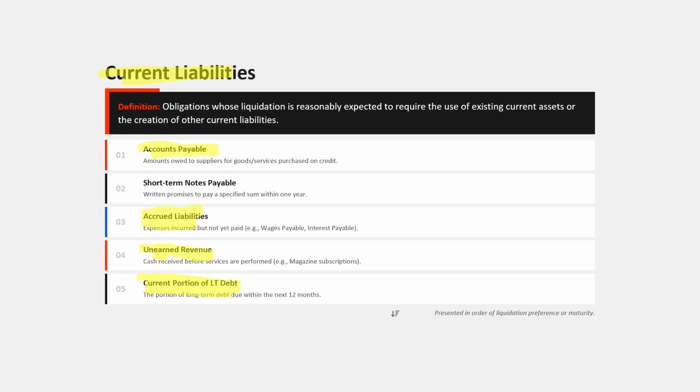This is the portion that you may see in the exam. They love to ask this one. So basically, any portion of long-term debt that is due within the next 12 months becomes a current liability. One other thing is the short-term notes payable are also a current liability.